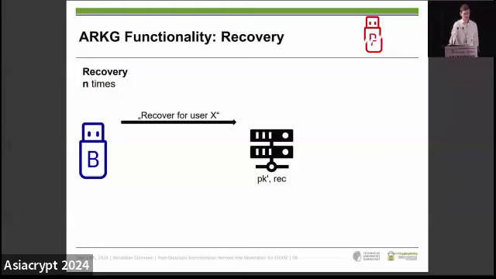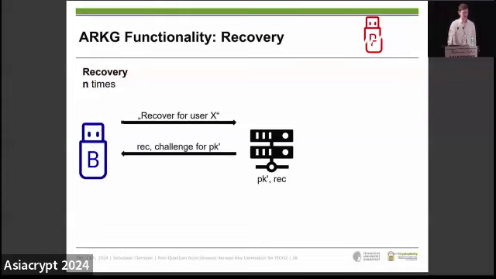Now, when the primary authenticator breaks and the user has to perform recovery, he now uses his backup authenticator. This is an illustrative example of how this would work for one relying party. The user initiates the recovery by naming some identifying information like his username or his email. This allows the relying party to look up the derived public key and the recovery information that was stored during the registration. And the relying party sends the recovery information and some challenge under the derived public key to the backup authenticator.